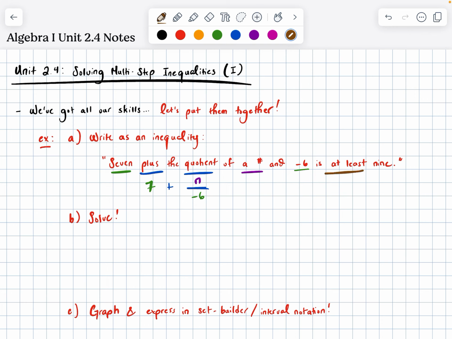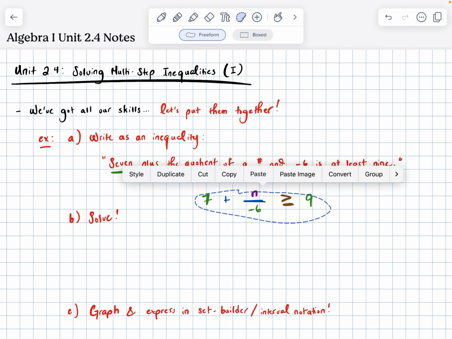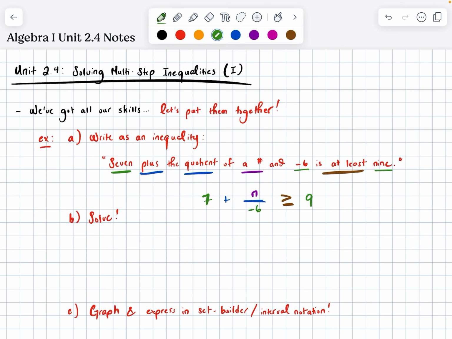And from there, I know that that is at least. Again, think of your translations this time. At least, think of it like a minimum, right? I can't go below that minimum. So I could be greater than my minimum, I could be equal to my minimum, but I cannot be less than. I can't go below it. And then my 9 on the other side of my inequality. So 7 plus n over -6 is greater than or equal to 9.